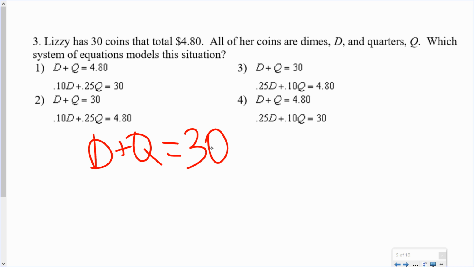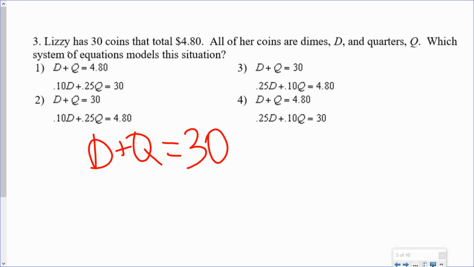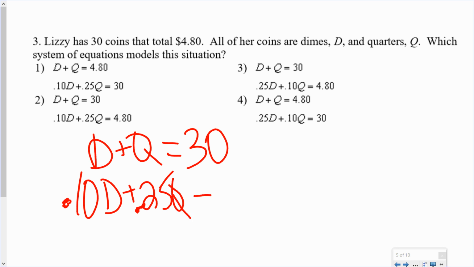Now, the money equation, the value of the dimes and the quarters. Well, dimes are 10 cents each. So the value from the dimes is 0.10 times the number of dimes. Let's just erase that and rewrite that a little bit neater. So again, the value from the dimes is 0.10 times the number of dimes. The value of the quarters is 0.25 times the total number of quarters. And the total value of these coins is 480. Finally, we get one that isn't choice 1. It looks like this one is choice 2.